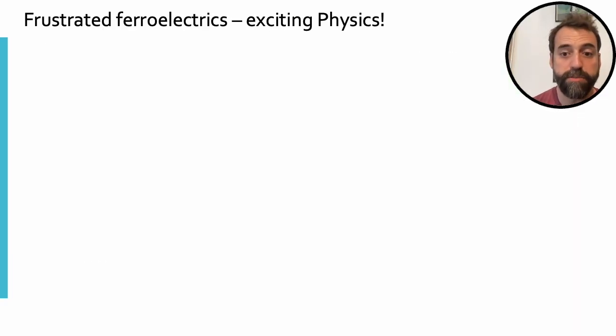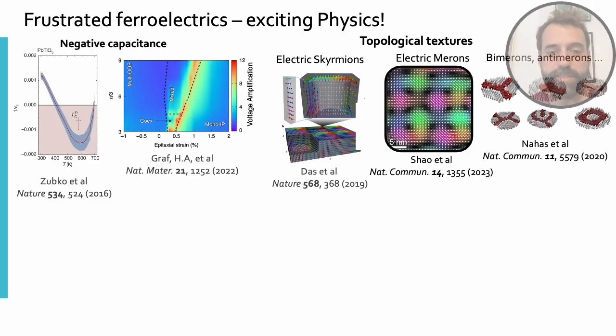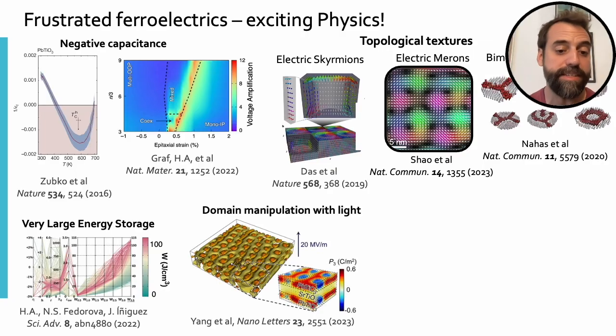Now, this kind of frustrated ferroelectric state is very interesting for many reasons, and I will just name here a few of them. So these systems can be very responsive, so much that they can act as a negative capacitor and therefore locally amplify an applied voltage. They were also the first systems in which the electric skyrmions were first observed, and since then other topological textures of dipoles have also been seen in such systems. They can also act as artificial anti-ferroelectrics and even store very large energy densities.